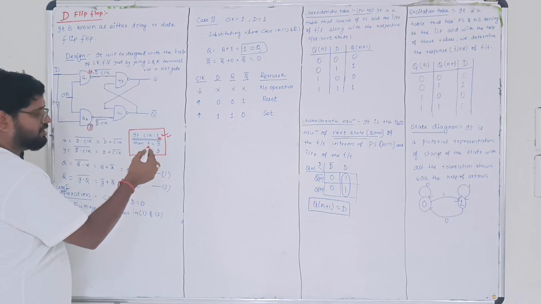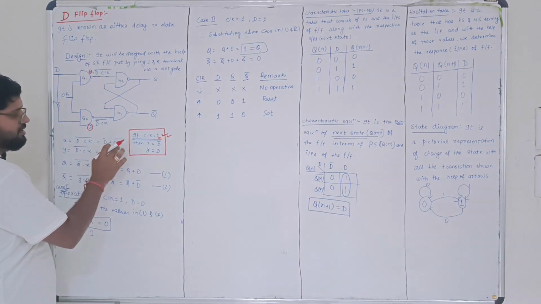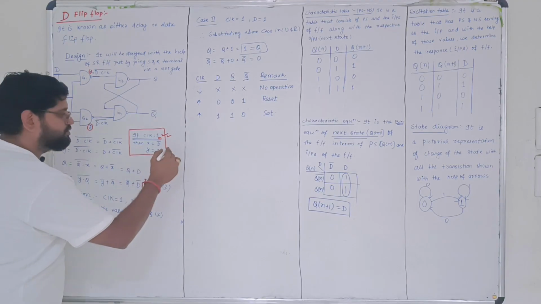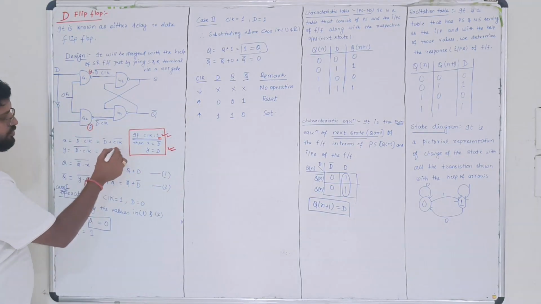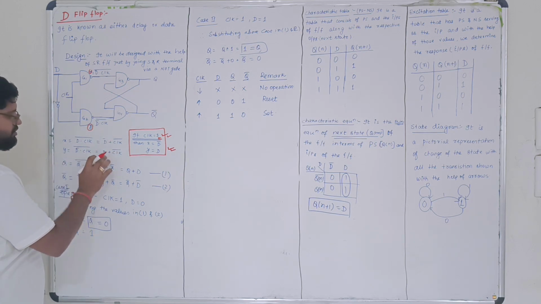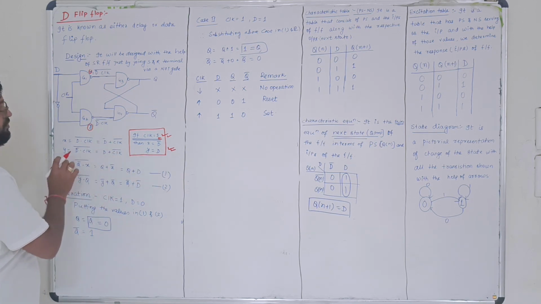Now if I am taking clock equals 1 and solving it, we get X equals D bar, Y equals D. That is what I have written over here. If you are putting clock equals 1, you will get X equals D bar, Y equals D. Once you have got that, go for Q.